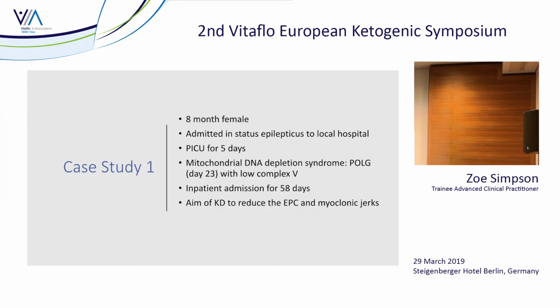So this is a case study of a child who presented at 8 months of age. She was admitted with status epilepticus requiring intubation and a 5-day PICU stay. She remained in hospital for 2 months. She was diagnosed with POLG on day 23 of admission. It was also seen that she had low complex 5, which is known to be associated with poor growth and also feeding problems. Complex 5 is where the ADP is converted into ATP.